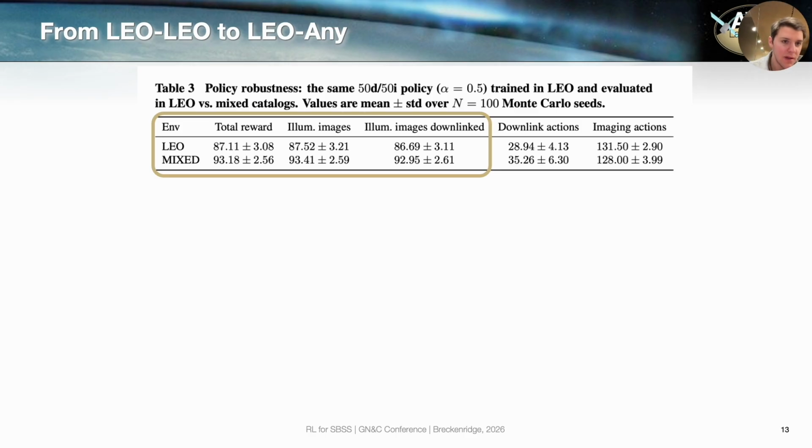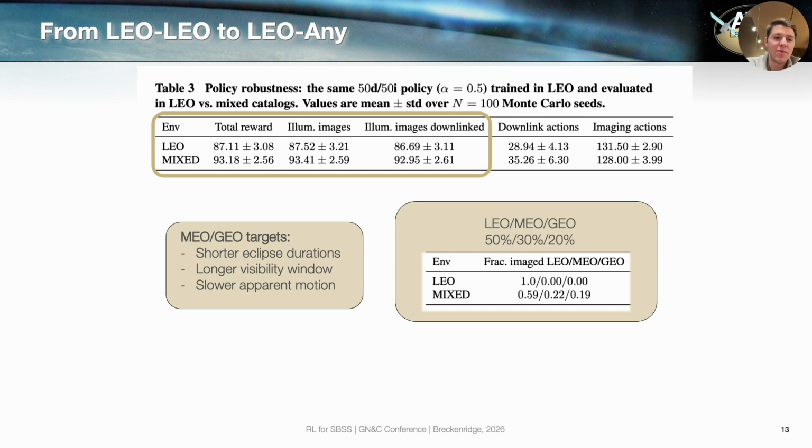So here we do see that the performance is actually increasing in terms of illuminated images as well as downlinked images. And that is because of a couple of main reasons here, which is that MEO and GEO targets are actually easier to image because they have shorter eclipse durations and they're also longer in terms of visibility windows. So there's an easier opportunity to actually image them.